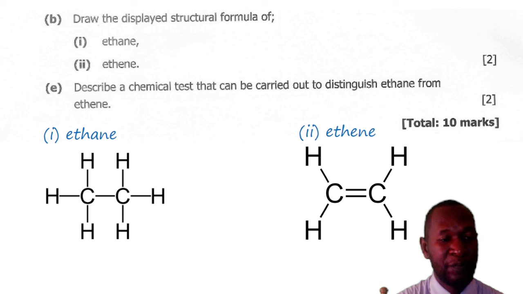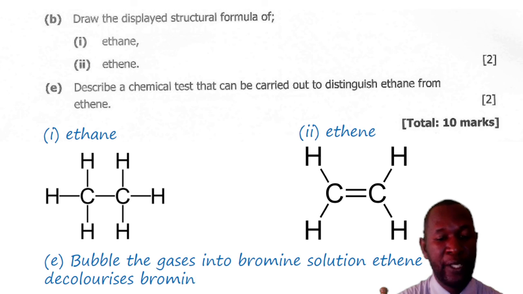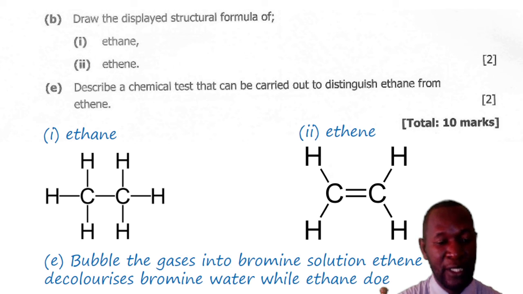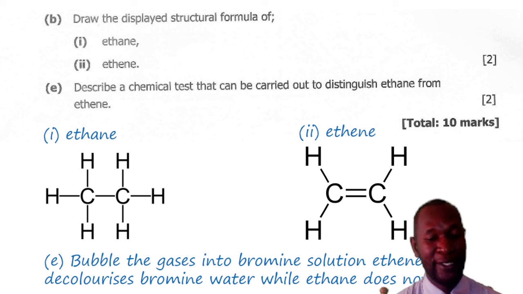Part E, describe a chemical test that can be carried out to distinguish ethane from ethene. So the two can actually be distinguished by testing for the double bond. So the gases will need to be passed through bromine solution. So ethene will actually decolorize bromine water, while ethane does not decolorize because it has no double bond. So that is the chemical test.